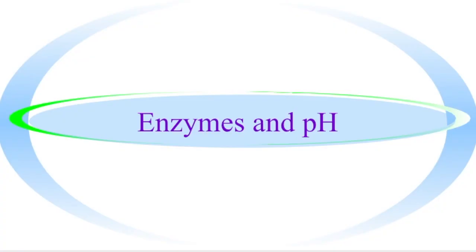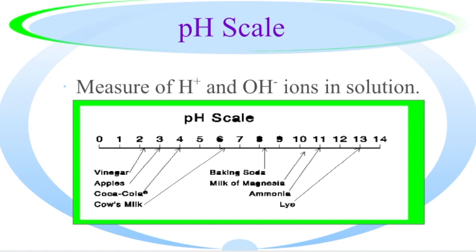So temperature is one thing that can affect it. The other thing that can affect it is pH. If you remember about pH, pH is a measure of the amount of hydrogen ions and hydroxide ions in a solution. We talked about the pH scale. Right in the middle is 7, neutral. Many things in our human body work at a pH of 7. Not everything, but most things like a pH of 7, nice and neutral.